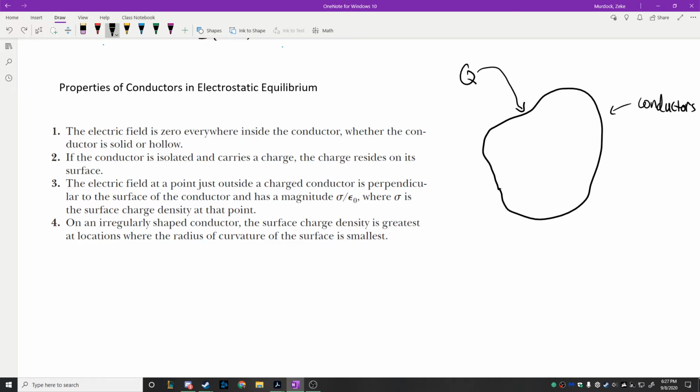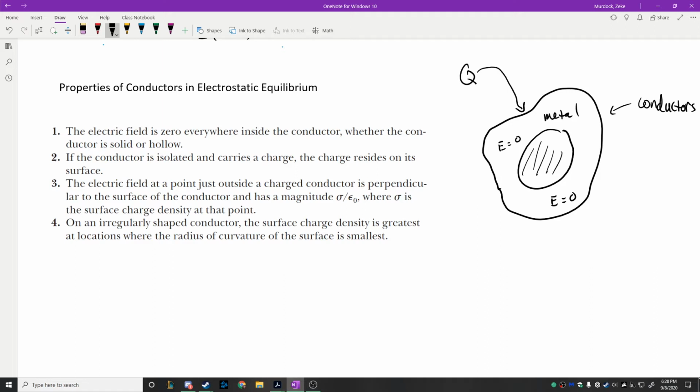So let's read through each of these and think about what they say. The first one says, the electric field is 0 everywhere inside of the conductor, whether the conductor is solid or hollow, so that you could have a hole in here, for example. So this would just be air or something, and this was metal. And the claim is that the electric field is 0 everywhere inside. The electric field here is equal to 0, the electric field here is equal to 0. All right, that's one statement.